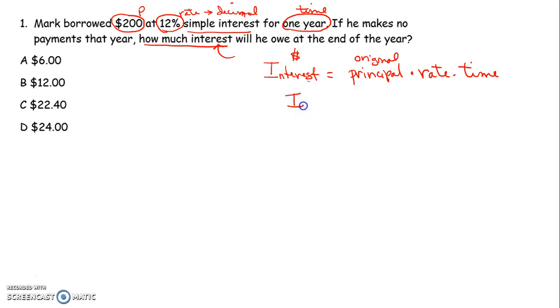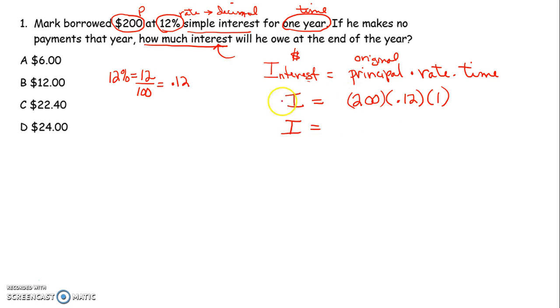So we have interest equals our principal is $200 times our rate. Our rate is given as 12%. Well, percent is always out of 100, so that's 12 out of 100. 12 divided by 100, 12 hundredths is written this way. So I'm going to use it as a decimal. That's our rate. And our time is just 1 year. Okay. I don't have a calculator at home, so I'm going to do my 200 times 12 hundredths longhand.